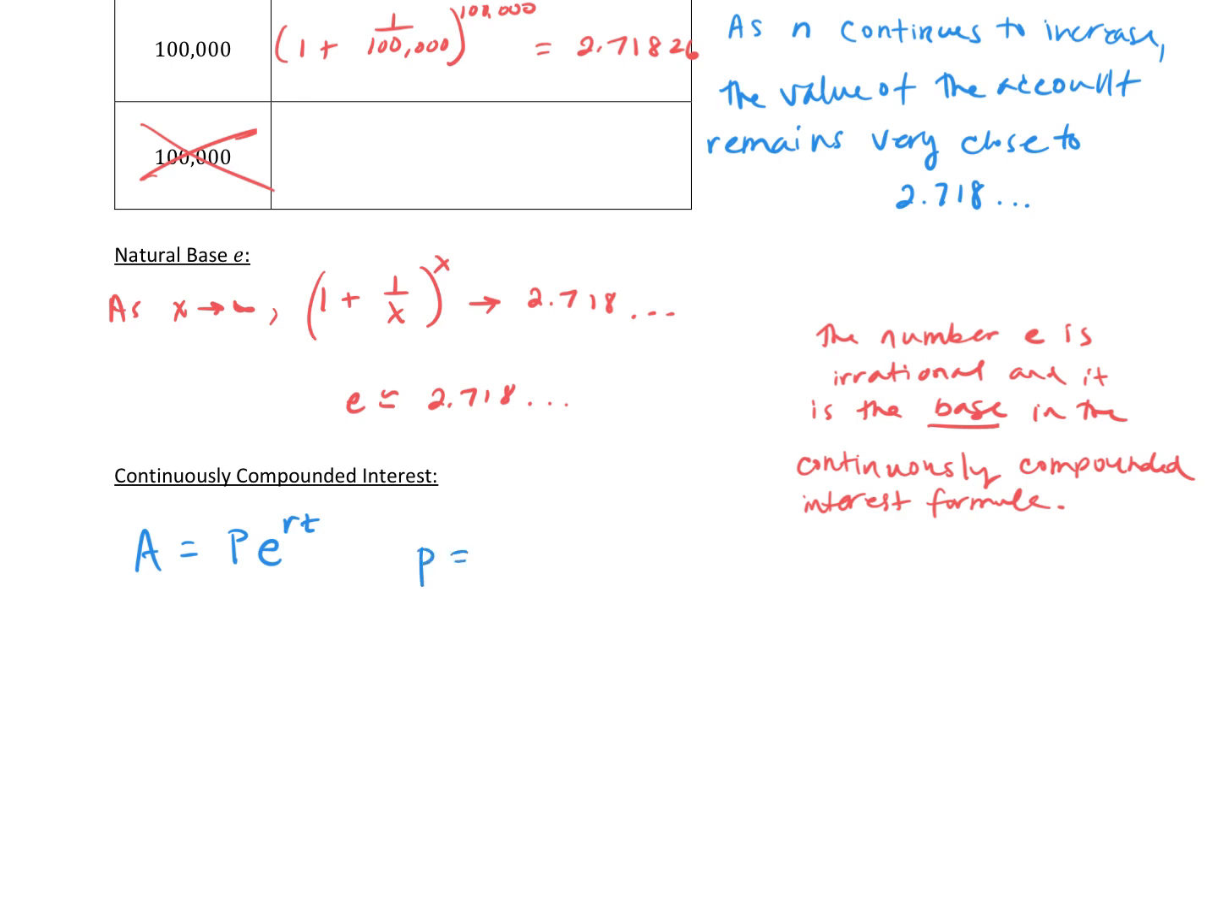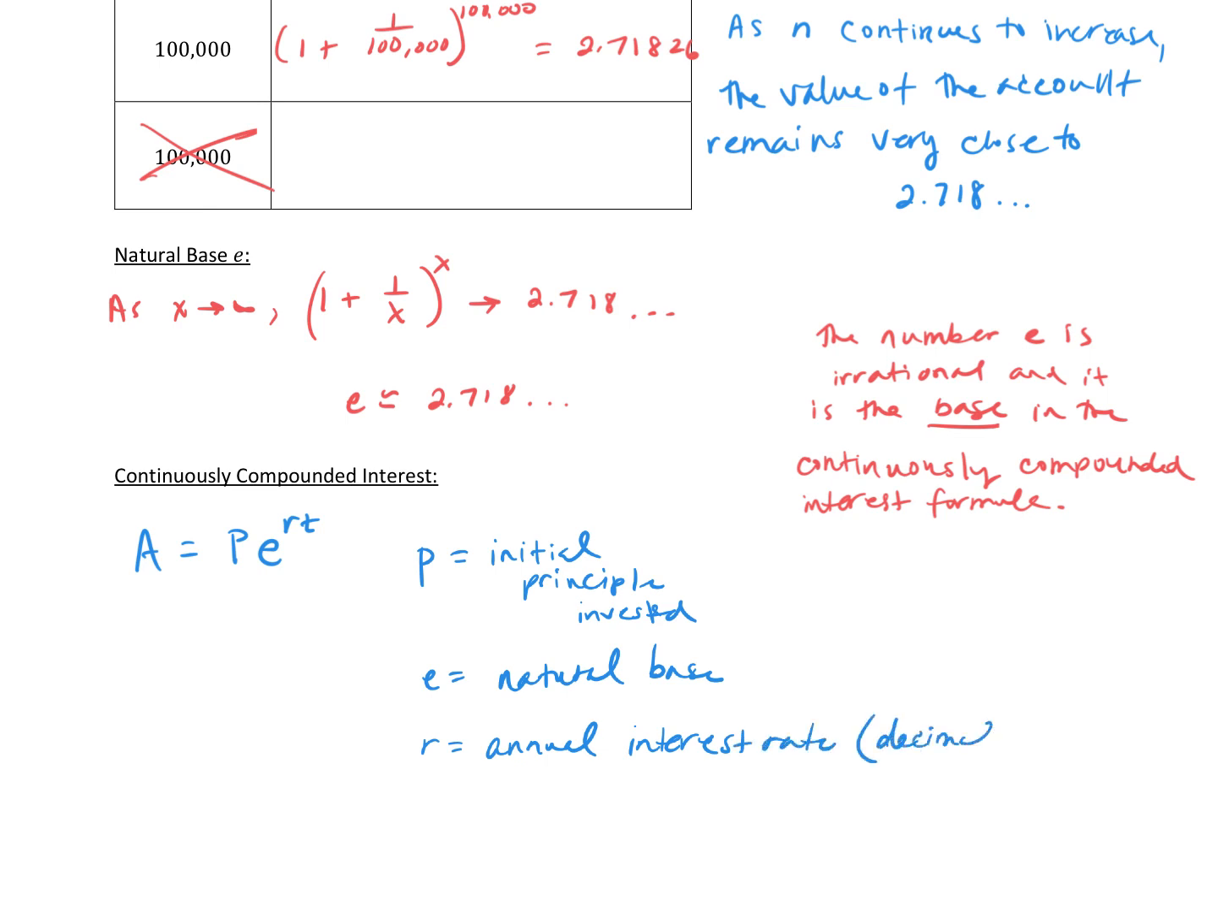P is our initial principal invested. E is the natural base. R is our annual interest rate, and remember that will always be written as a decimal. It's that percent value. T is the number of years. And A is the value of the account after T years.